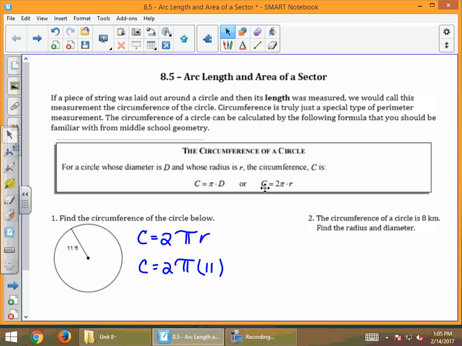It's really nice when we leave things in terms of pi, because you don't have to do anything with it. So all you have to do here is just multiply the numbers. What's 2 times 11? 22. And then you just tack on pi. Make sure you label what units we're using. Feet. So the length of that circle is 22 pi feet. Again, pi is just 3.14.